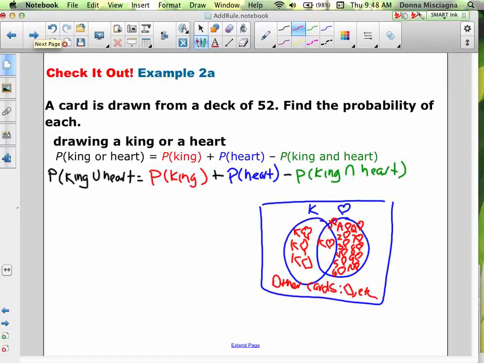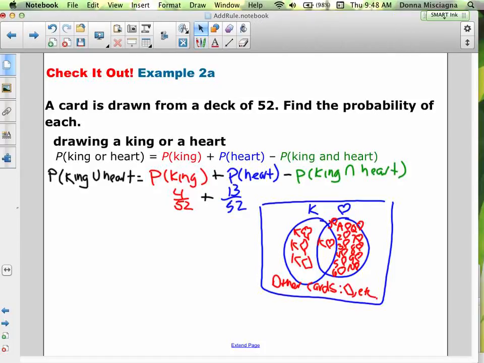How about the probability of getting a king? The probability of getting a king is 4 out of 52. We have 4 kings here in the king category, and 52 cards. How about the probability of a heart? 13. 1, 2, 3, 4, 5, 6, 7, 8, 9, 10, 11, 12, 13. So 13 out of 52.